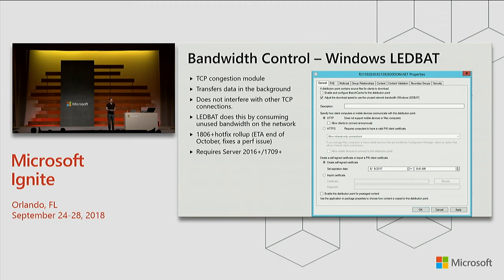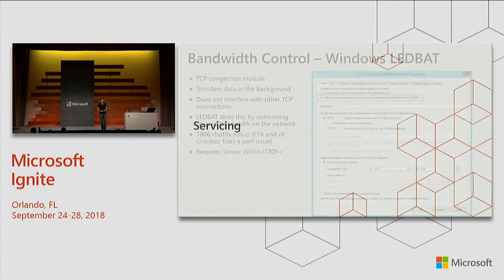And we've also added support for Windows LEDBAT. Windows LEDBAT, for those of you that don't know, is a TCP congestion module in Server 2016 and Server 1709 and beyond. And it allows clients to leverage background network without impacting foreground and important line of business applications. It's very easy to enable on the distribution point properties. You just specify enable LEDBAT.